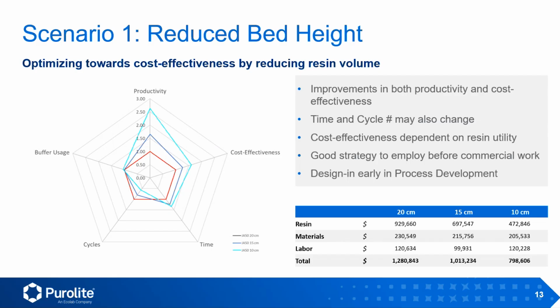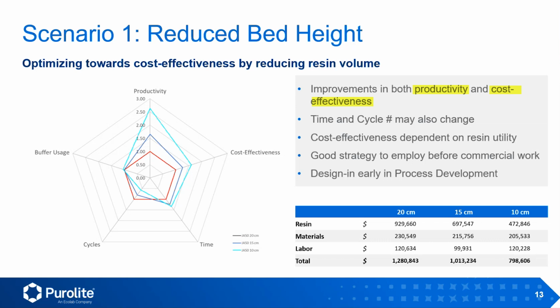So lowering the bed height will no doubt lower the volume of resin. This is particularly beneficial with jetted A50, as we can exploit the faster residence times, which can be obtained at lower residence times. So this doesn't really increase the buffer consumption. And more importantly, it allows a saving in processing time and an improvement in productivity and cost effectiveness. You can see for 10 centimeters, it's particularly effective at cost effectiveness and productivity.